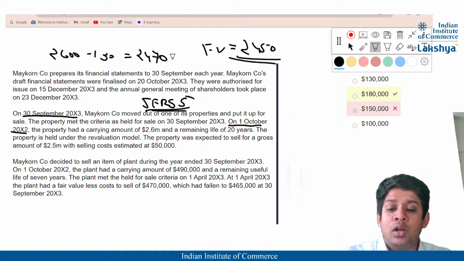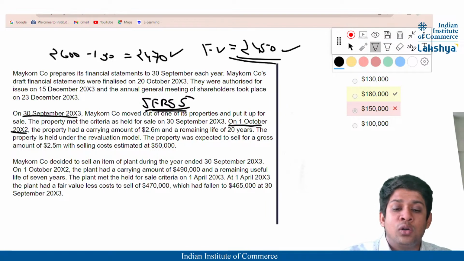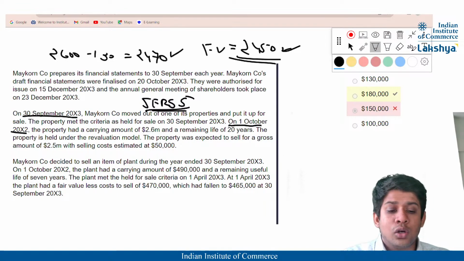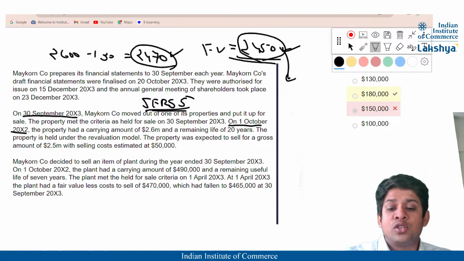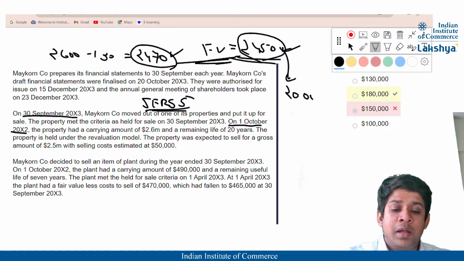So I should take the lower of these two, that is 2,470 or 2,450. That will be 2,450, right? And our carrying value is 2,470. That means we have to bring it down to 2,450. So we will charge an impairment of 20,000.